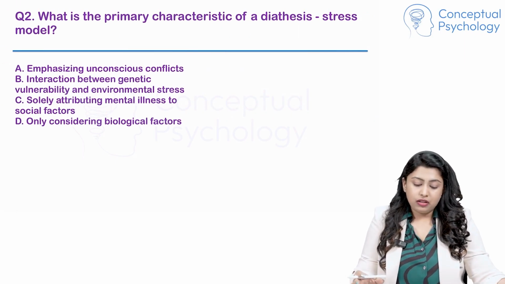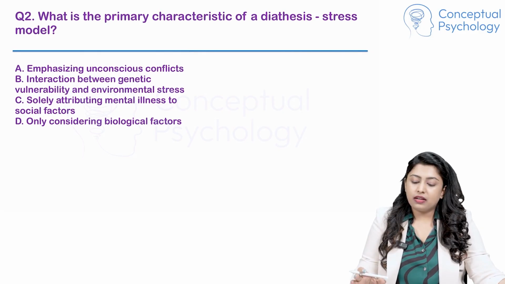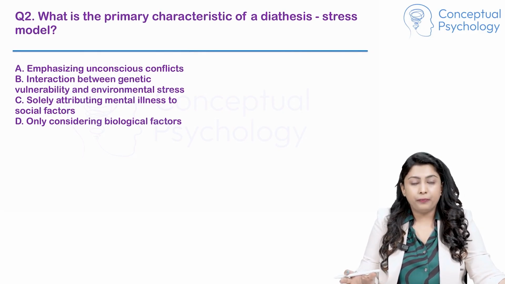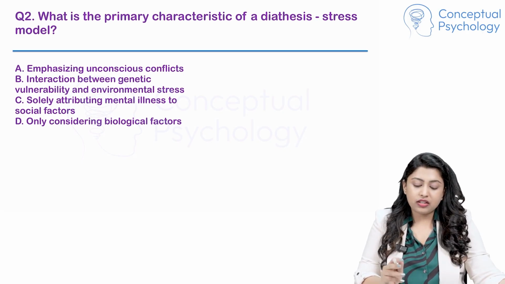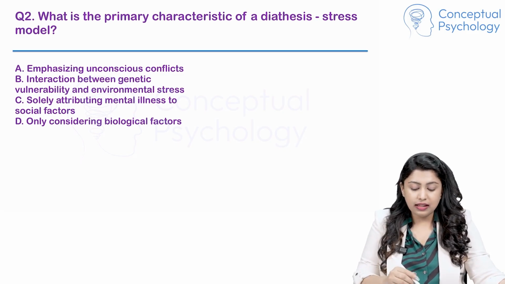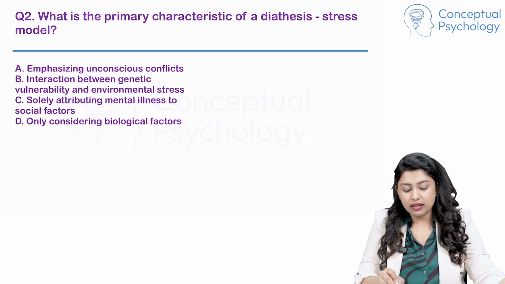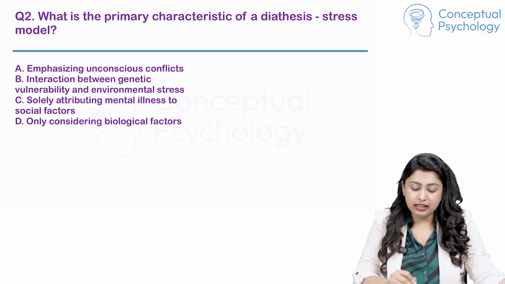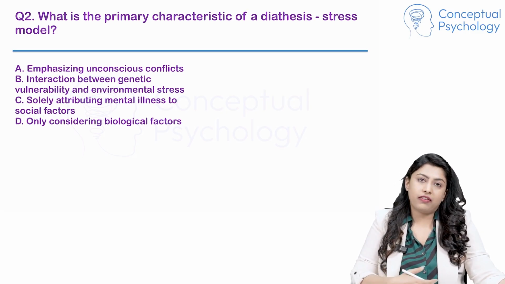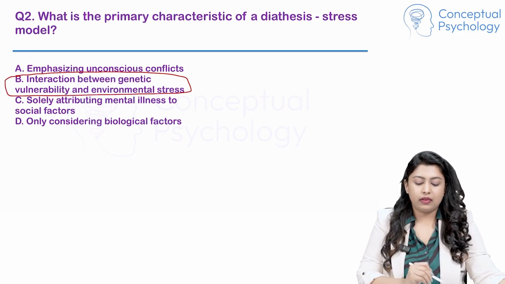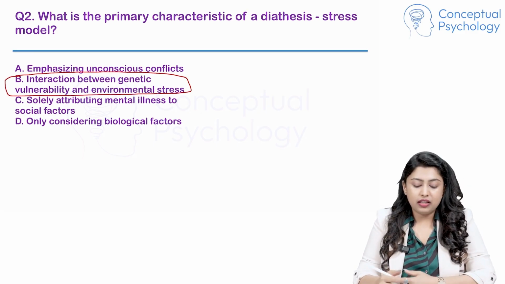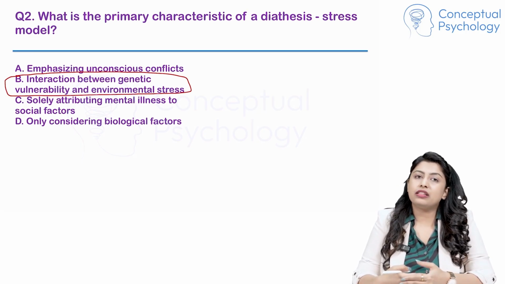The second question: what is the primary characteristic of a diathesis stress model? A, emphasizing unconscious conflicts. B, interaction between genetic vulnerability and environmental stress. C, solely attributing mental illness to social factors. And D, only considering the biological factors. So the correct option here would be B, which is the interaction between genetic vulnerability and environmental stress.